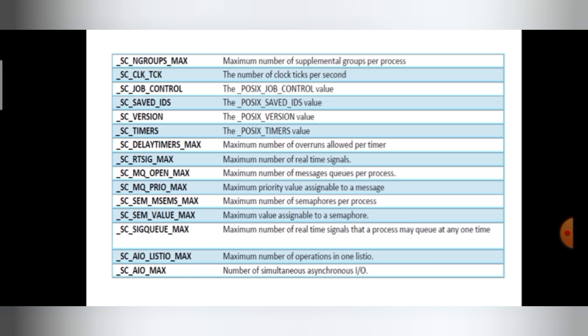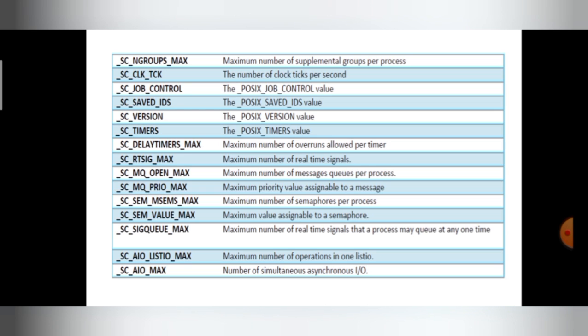Next, job control, the POSIX job control value, it will tell about the job control values. It is again saved IDs, it's going to tell about the saved IDs values. Version, it is going to tell about the POSIX version value. Timers, the POSIX, how many timers, I told you minimum 32 timers are there. So it's going to tell about how many timers are supported in your system. Next, again in the same way, message queues, for example, delay timers maximum number of overruns allowed per timer. In the same way, RTSIG maximum number of real-time signals, right? You can know the maximum numbers that are defined in your system.